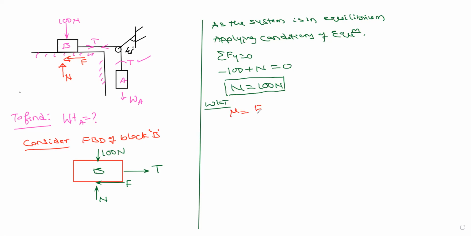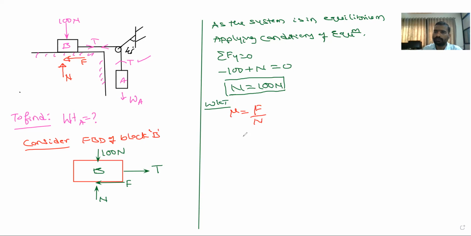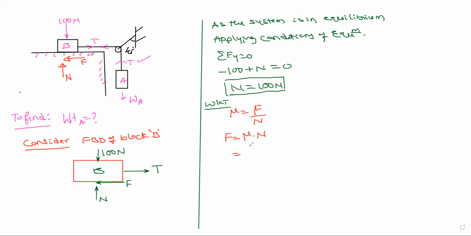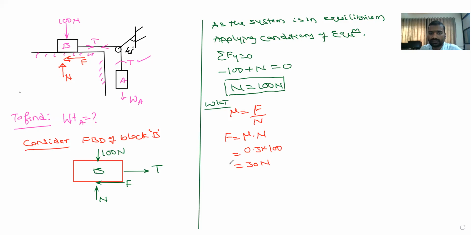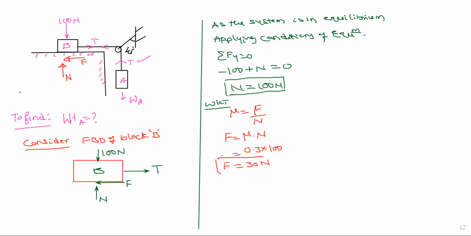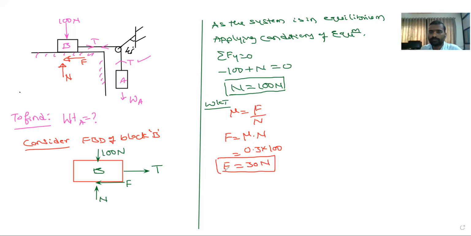Mu is equal to F upon R. R is the reaction or N is the normal reaction. Both are same. Okay. So I want to find out the F. So F is equal to mu into N. Mu is given, mu is equal to 0.3. 0.3 into what is the value of N? It is 100 Newton. So total it is 30 Newton. So friction is equal to 30 Newton. Is it clear, everyone? Yes.